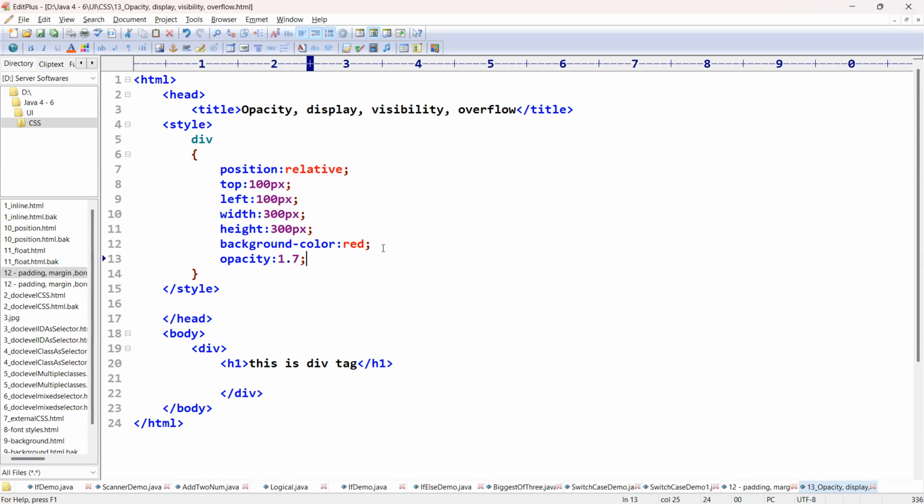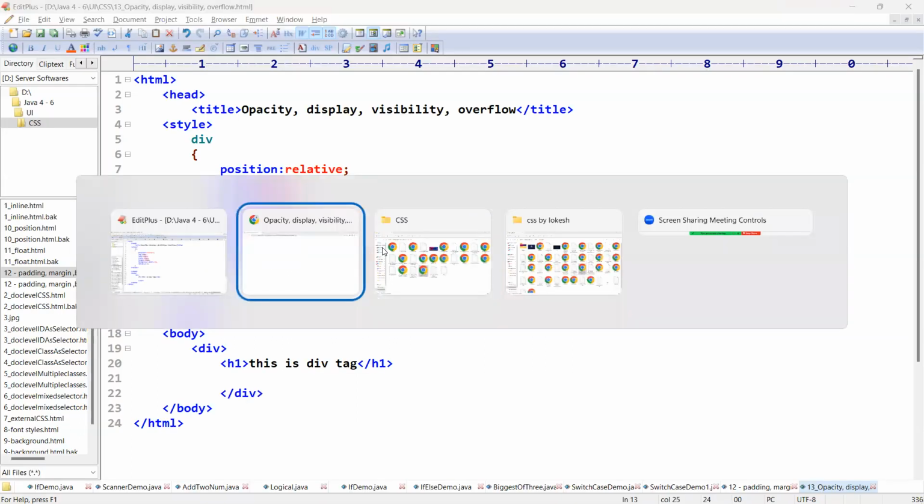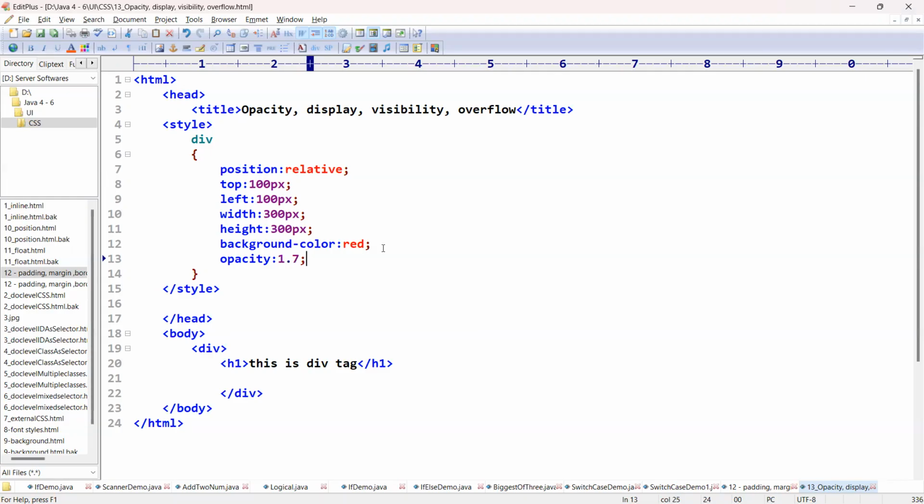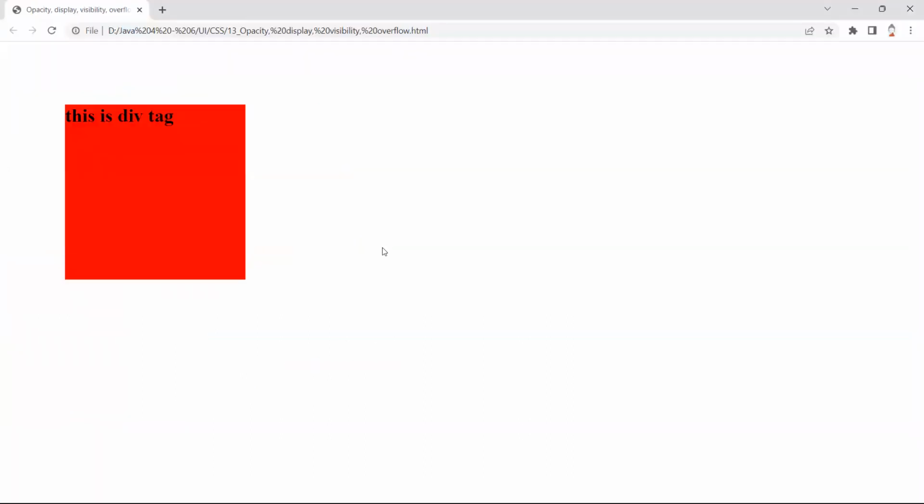Let me talk about the display and visibility and overflow. Okay, these are also very important. So this is our division. See, what if I give something like slightly the transparency of the division is decreased. Okay. So now what I'm going to do is just look at this.